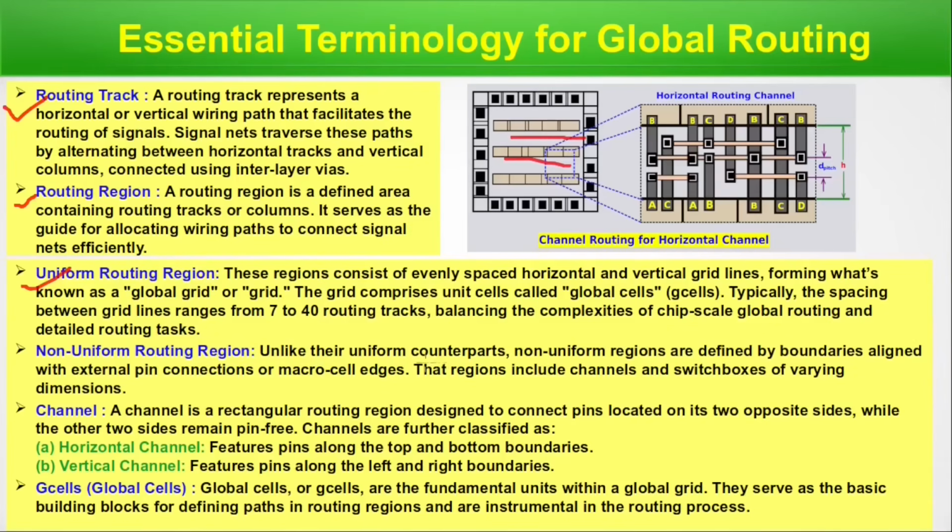Non-uniform routing region. Unlike their uniform counterparts, non-uniform regions are defined by boundaries aligned with external pin connections or macro cell edges. That region includes channel and switch boxes of varying dimensions. Now channel. A channel is a rectangular routing region designed to connect pins located on its two opposite sides. While the other two sides remain pin-free, channels are further classified as horizontal channel, vertical channel.